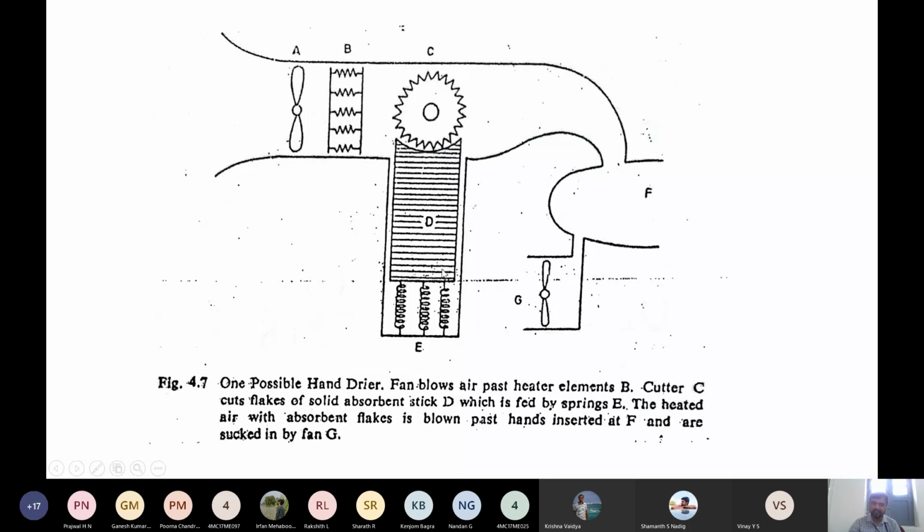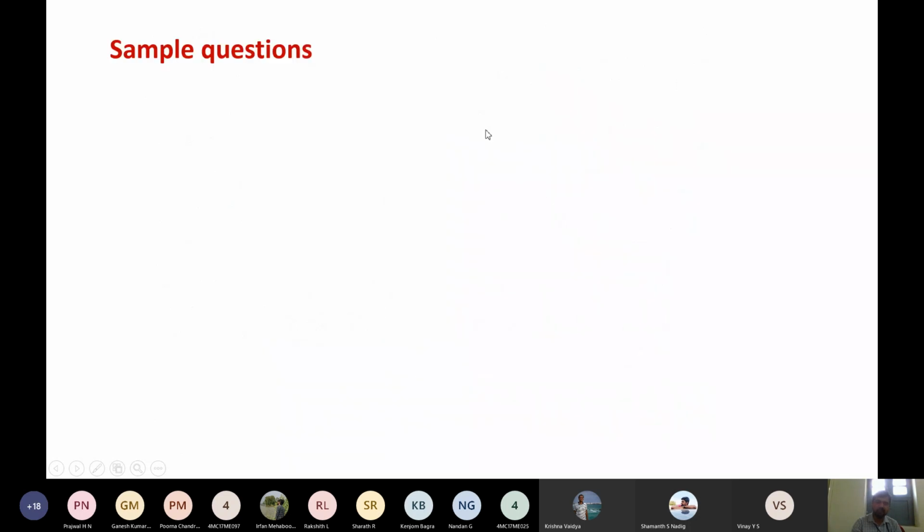These springs are used to feed the absorbent to the cutter. Okay, this is one possible solution of a hand dryer. Similarly, you can go for generating ideas in the next phase, and then you can evaluate and choose one optimal design solution for further implementation. So this is how it works.